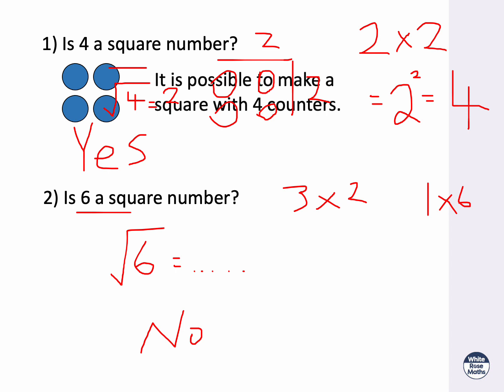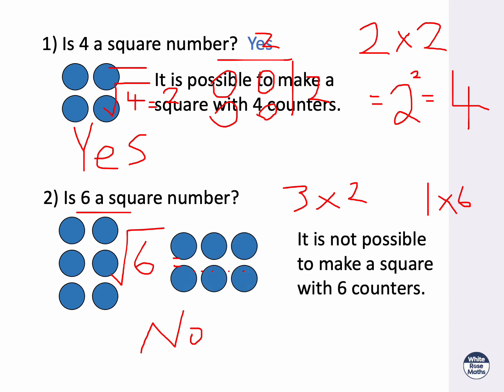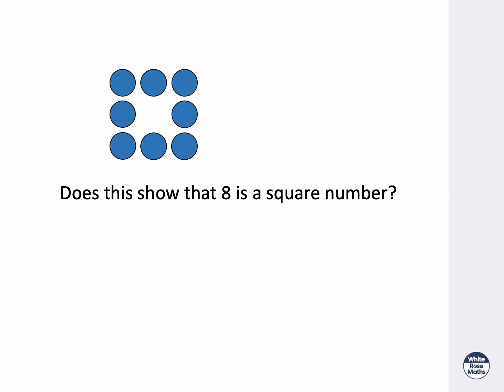Here are the White Rose Maths answers. So it is possible to make a square with 4 counters, so the answer is yes. And if you look here, it's not possible to make a square with 6 counters. It's 2 by 3, and it's 3 by 2, which is what I've just put here. Okay, so the next part. Does this show that 8 is a square number?